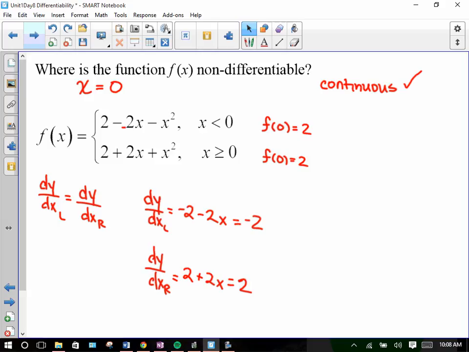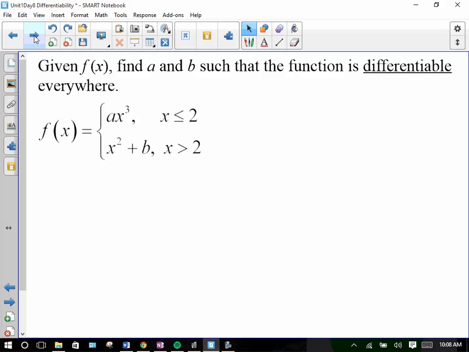So, I think one more example. Alright. This time we actually want to find A and B so that this function is differentiable everywhere.